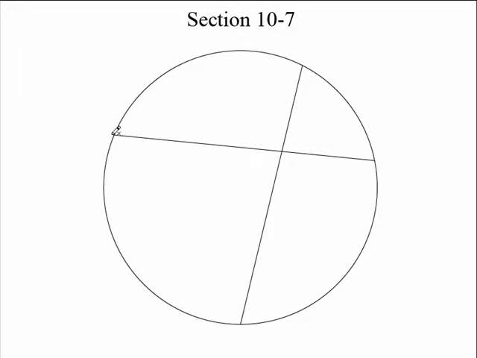It's a chord, so it goes from here on the circle to over here on the circle. Same thing with the other chord, and they intersect each other. They intersect inside the circle. Make sense? Okay, we're going to talk about the lengths of those.